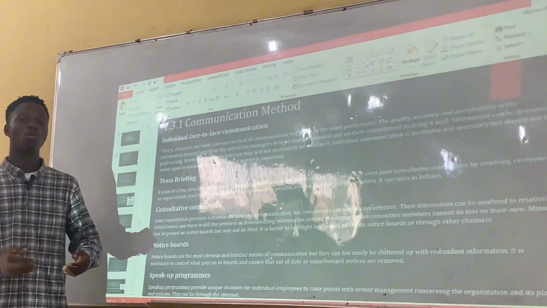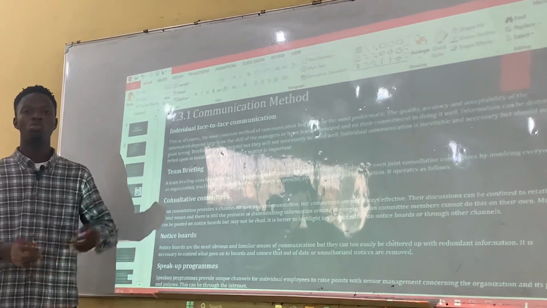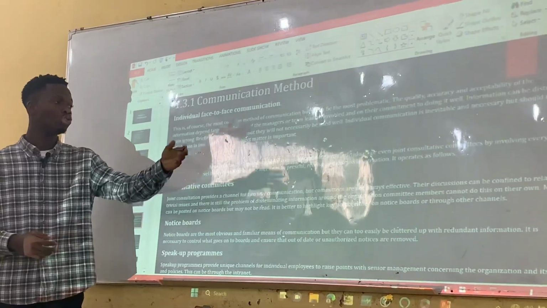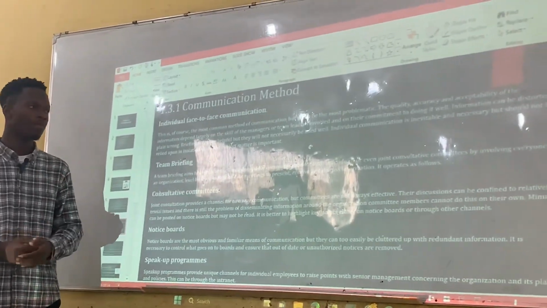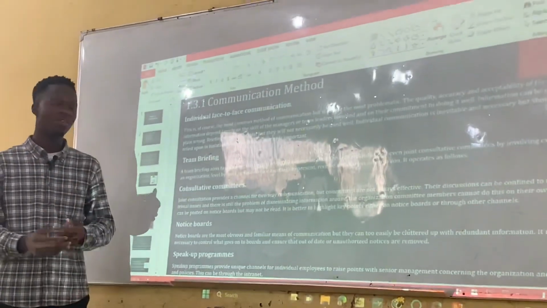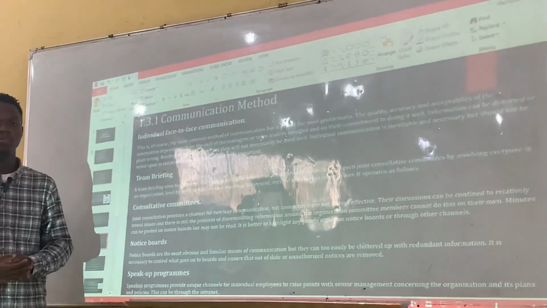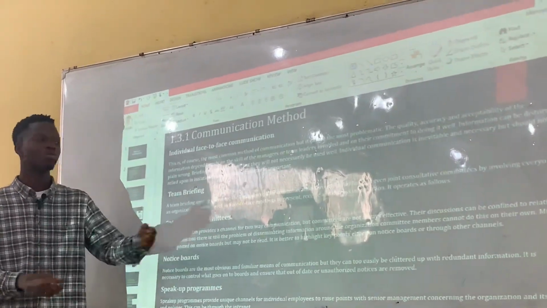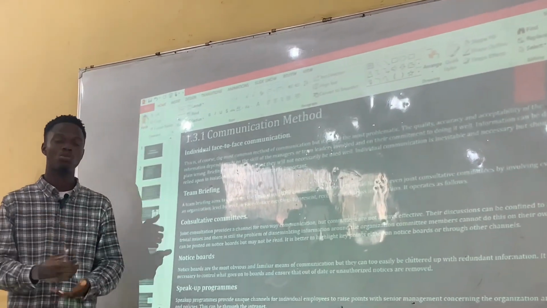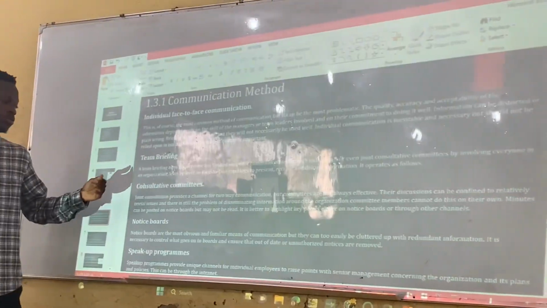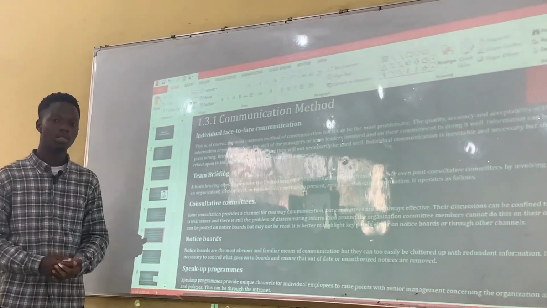So the next one is team briefing. This aims to overcome the limited scope of communication through individuals or even through joint consultative committees by doing what? By involving everyone in an organization, level by level, in face-to-face meetings in order to present, receive, and discuss the information.